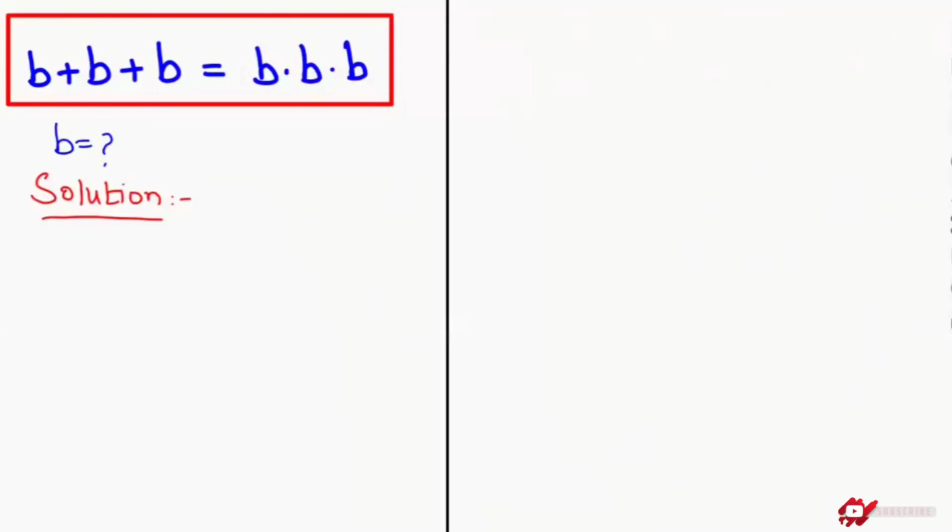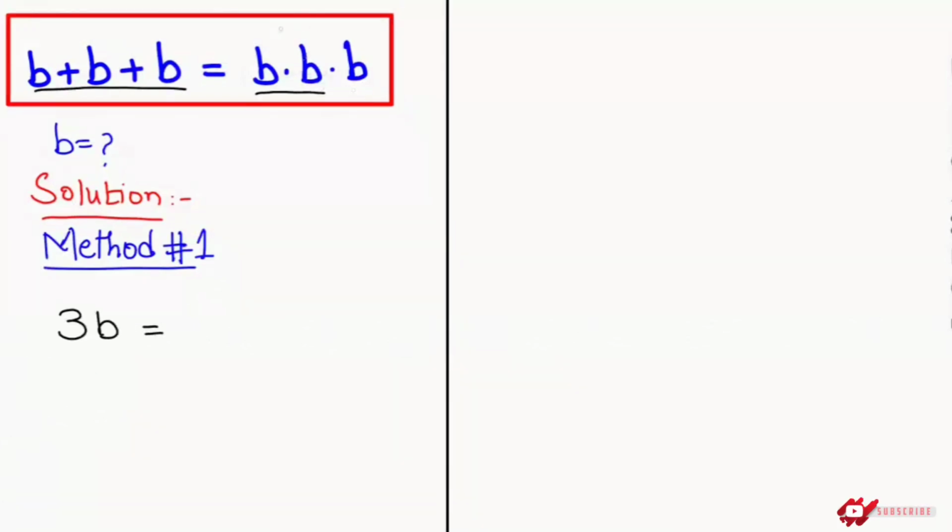Here I am going to use two different methods to solve this expression. In method 1, we have the same variables, so I'm going to add up all the variables. It will be equal to 3b is equal to, now I'm going to multiply the first two terms, and we have one power here, so I'm going to add the powers: b to the power of 2 times b.